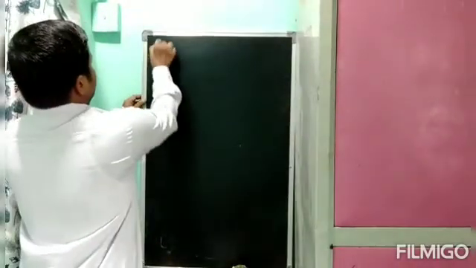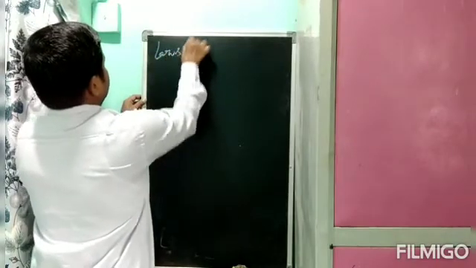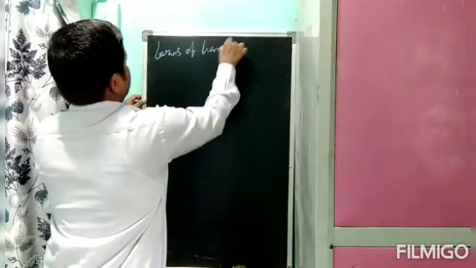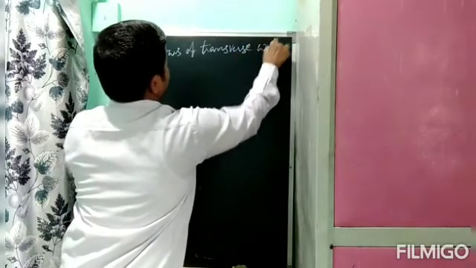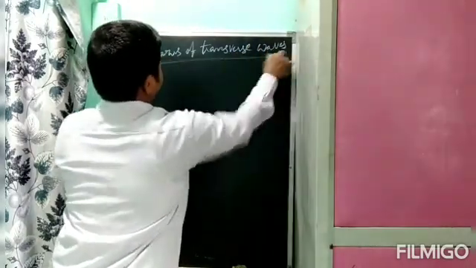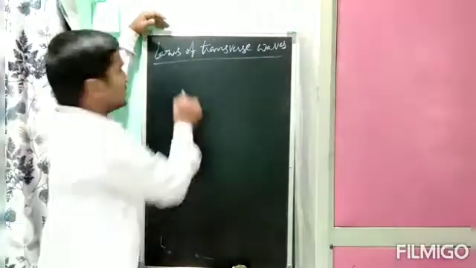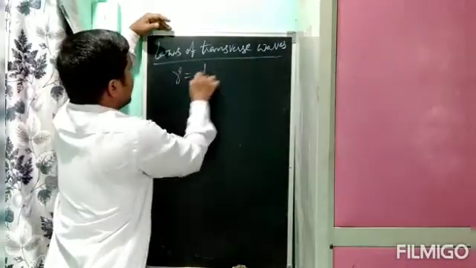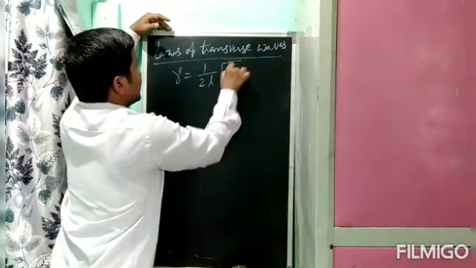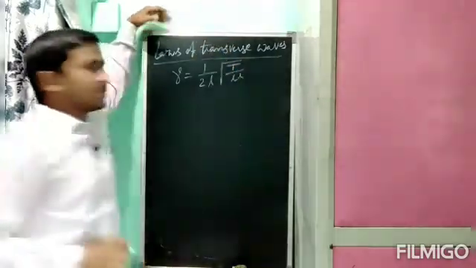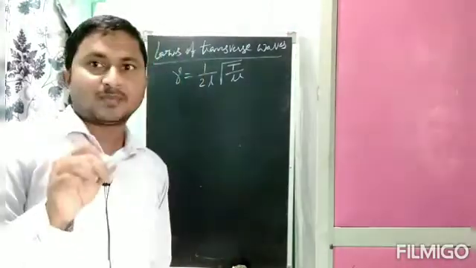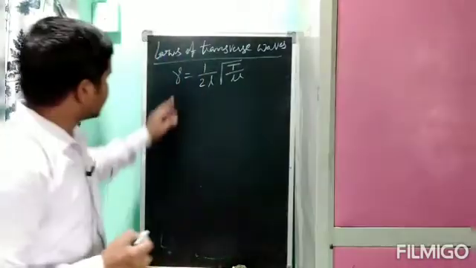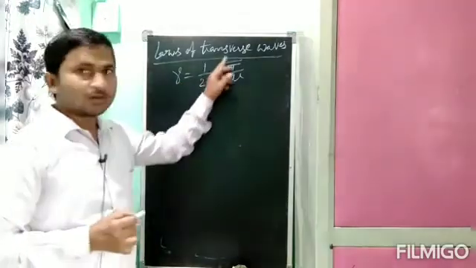Now next, the laws of transverse waves. The first harmonic frequency is given by nu equals 1 by 2L root of T by mu. Whenever the string is vibrating with the first harmonic, the fundamental harmonic, its frequency is given by nu equals 1 by 2L root of T by mu.